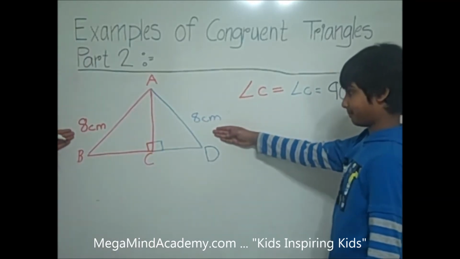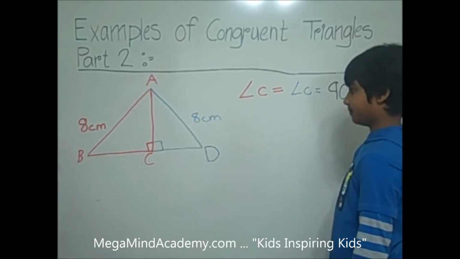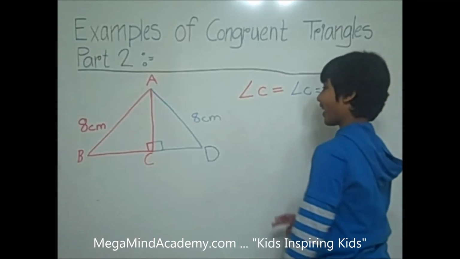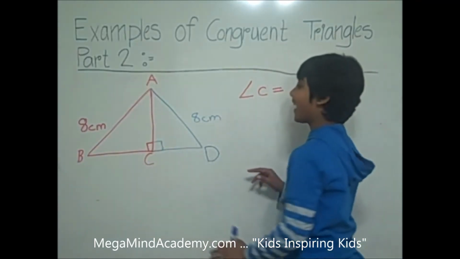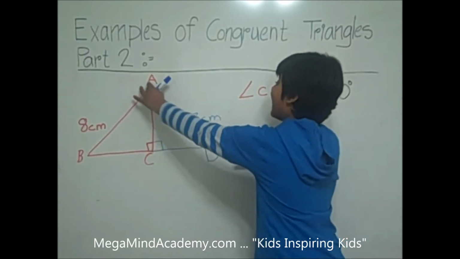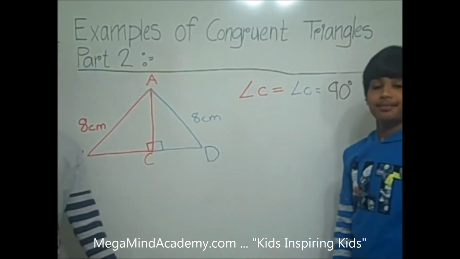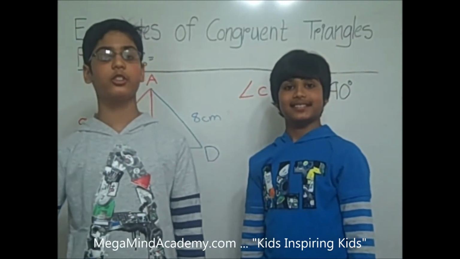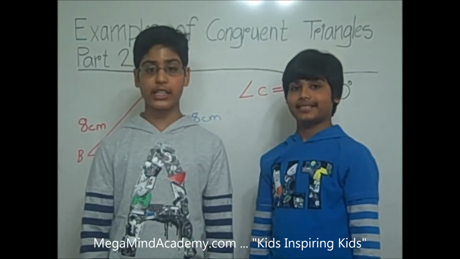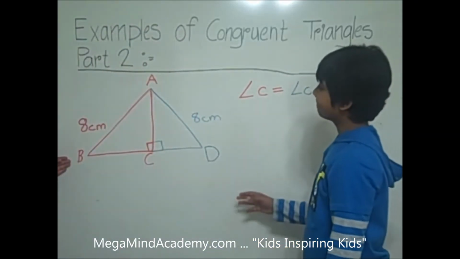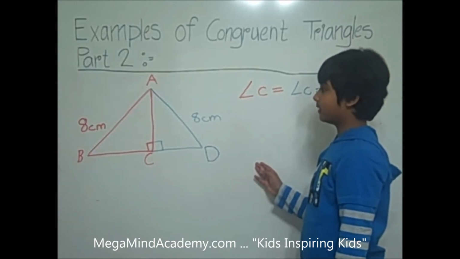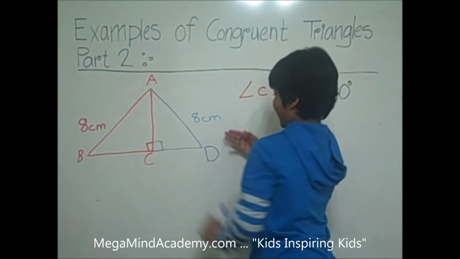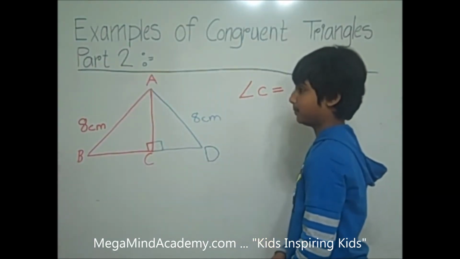For the red triangle, triangle ABC, the hypotenuse would be side AB. And for the blue triangle, triangle ADC, the hypotenuse would be side AD. One thing to keep in mind is that the hypotenuse only appears on right-angled triangles. The hypotenuse AB for the red triangle measures 8 centimeters. And the hypotenuse for the blue triangle, side AD, measures 8 centimeters too. So let's write that down.